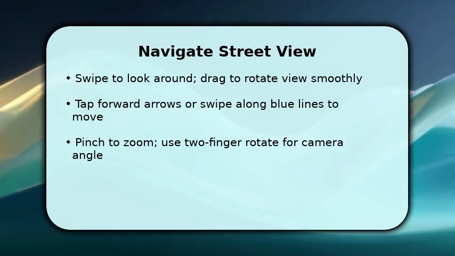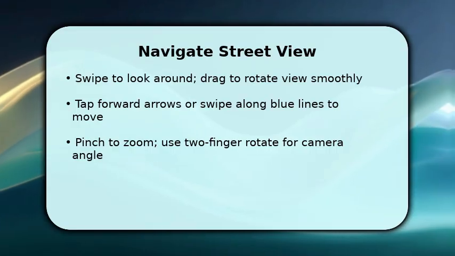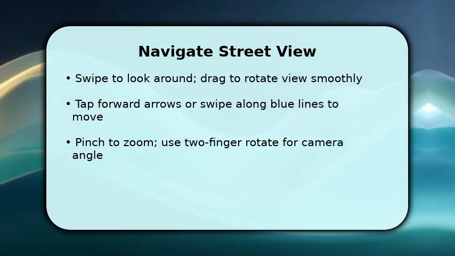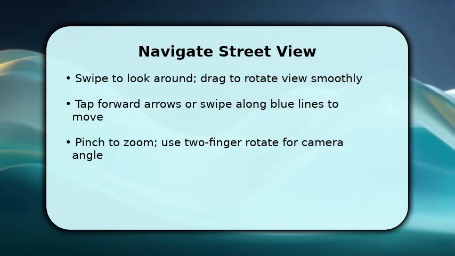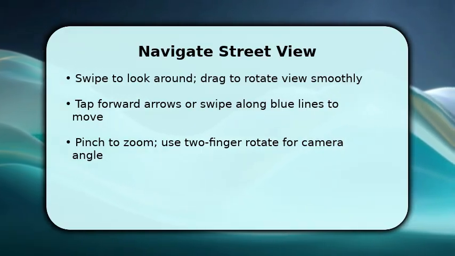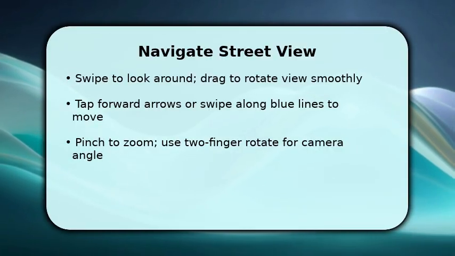Swipe left and right to rotate the panorama and drag up or down slightly to change pitch. This feels like turning your head. To move along the street, tap the white arrows or simply swipe along the blue path. This steps you forward one frame at a time.